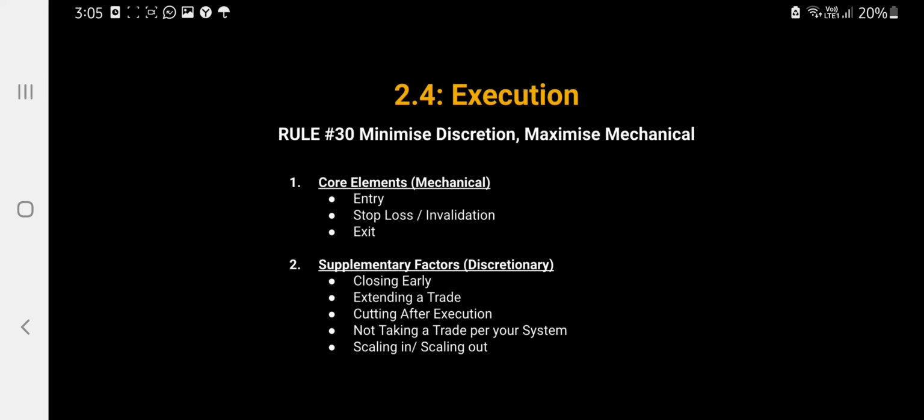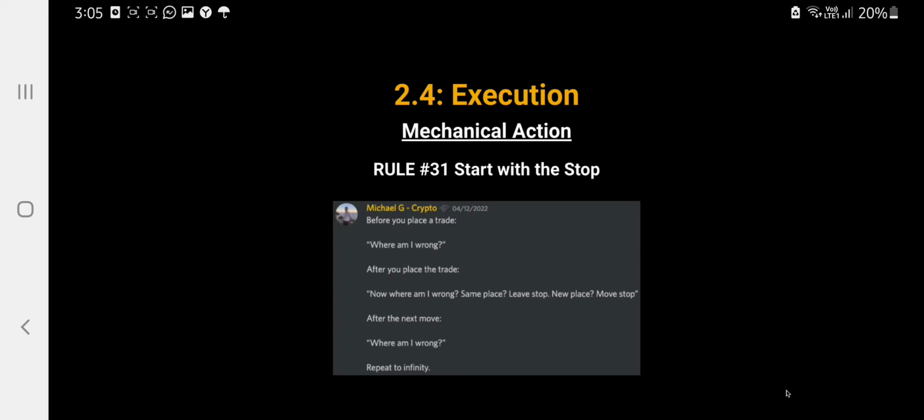Let's dive a little bit deeper on that and break down the mechanical side of trading. We talk about mechanical action. It comes to rule 31, which is: start with the stop. You can see here a quote that I put in HU about the thought process you should be having before you place a trade. You should be saying, where am I wrong?